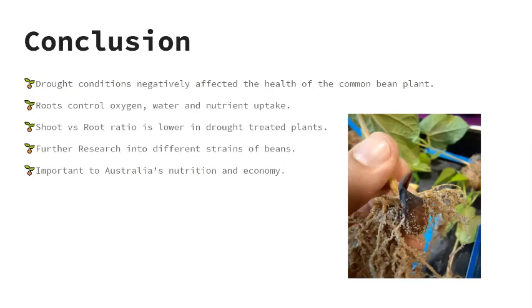Further research into strains of bean plants that are more capable of withstanding drought conditions will be beneficial as droughts are becoming more frequent and intense due to climate change. The common bean plant has both nutritional and economic value. Additional knowledge would allow for more efficient agricultural practices leading to higher yields in Australia.